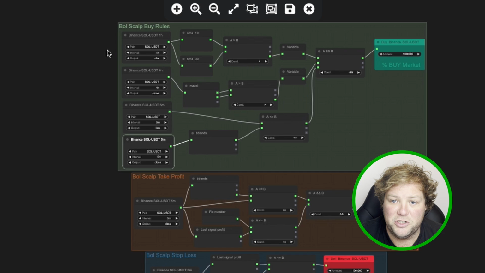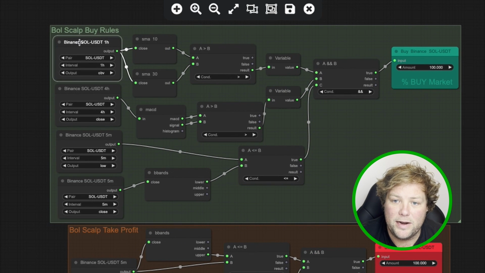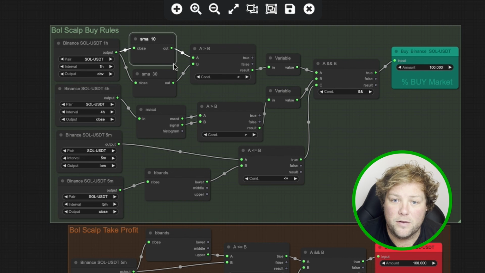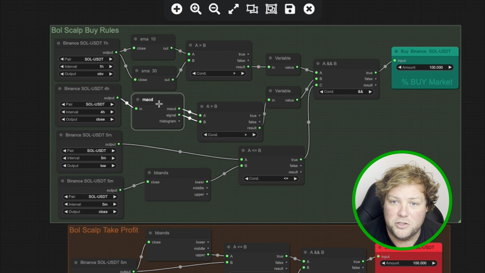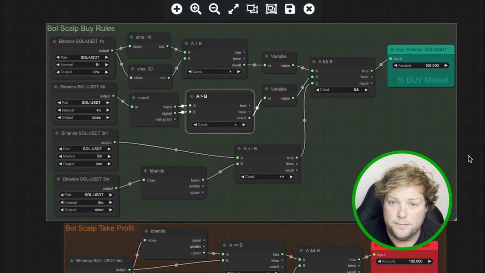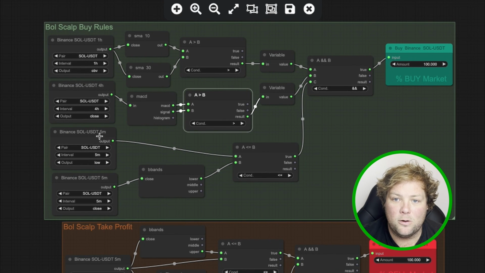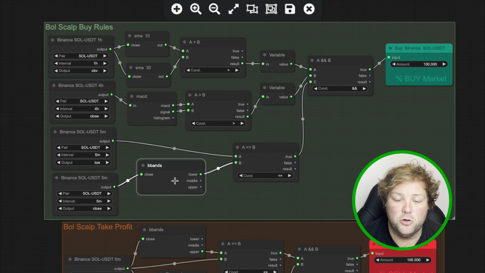The first condition we check for is the 1-hour on-balance volume. We want to see that the 10-period SMA of the OBV is above the 30-period SMA, showing us that the buying pressure is building up. Then we confirm this with the 4-hour MACD, moving average convergence divergence. We look for the MACD line to cross above the signal line, indicating that the momentum has started to shift upwards. Finally, if the 5-minute price is at or below the lower Bollinger Band, and both of these conditions are met, then we'll enter the trade.